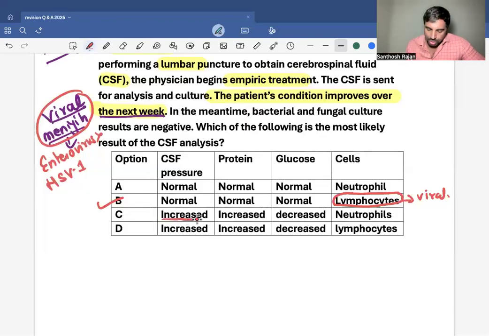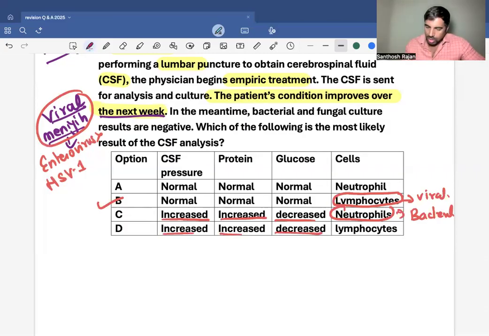Your CSF pressure should go high. Protein also will go high, glucose decreased, and neutrophils rise. That is bacteria. That is bacterial meningitis. It could be E. coli or Streptococcus pneumoniae, which is the most common one, or H. influenzae, whatever. Again, same picture, increased, decreased.